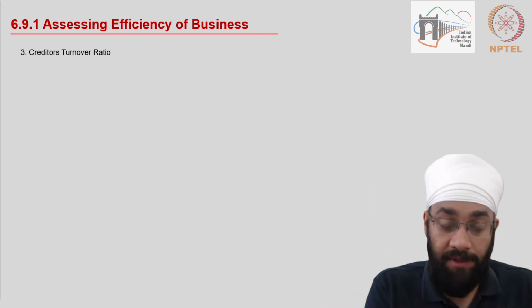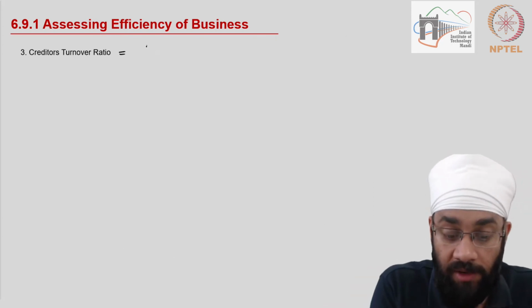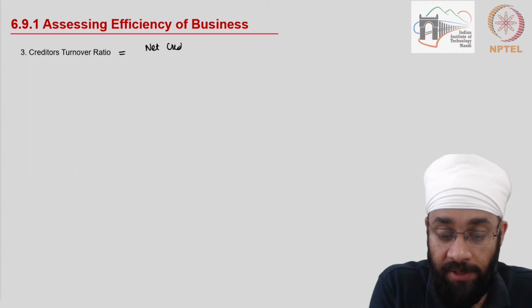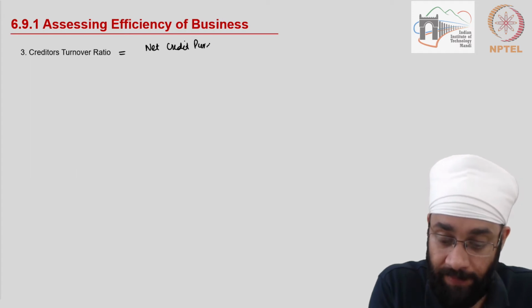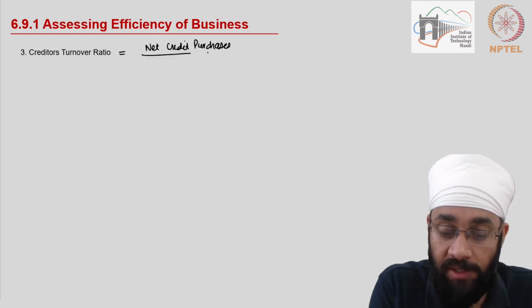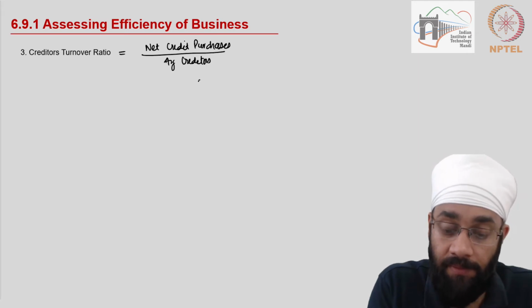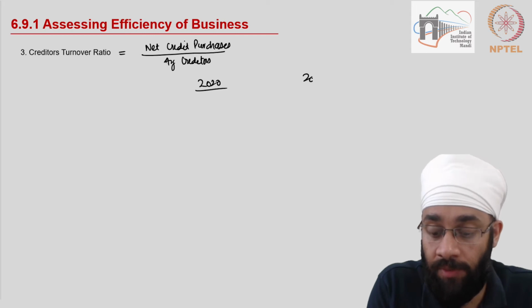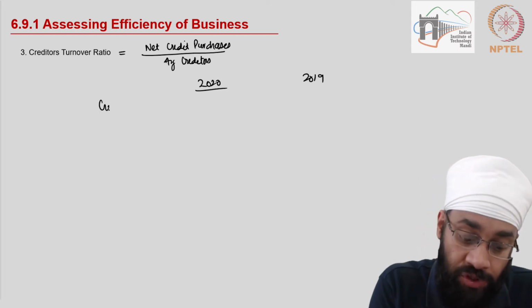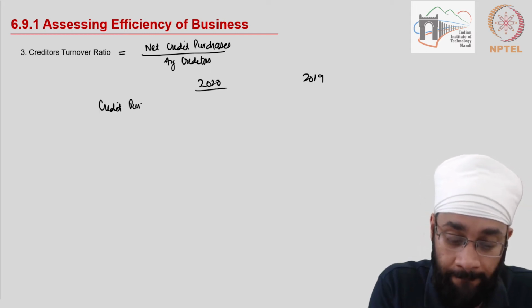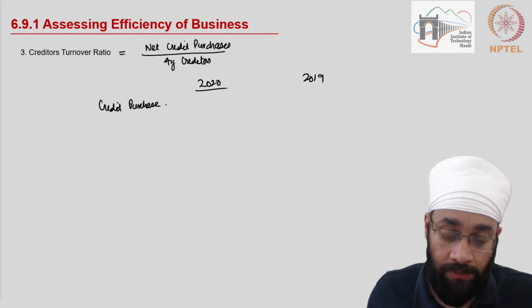Let's now look at creditors turnover ratio, where we use net credit purchases from our vendors divided by average creditors. Same format, the numbers are going to be different. The credit purchase can be taken from the income statement.